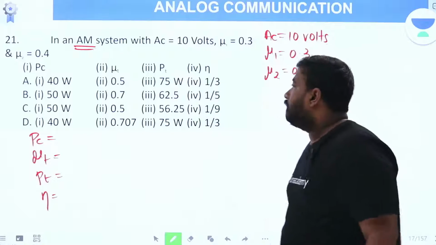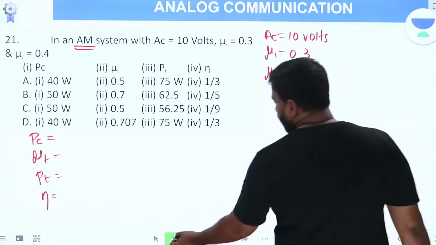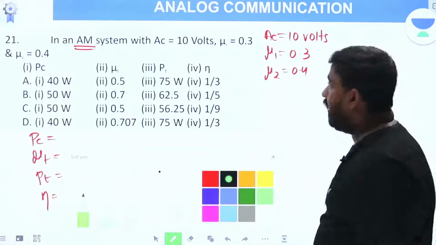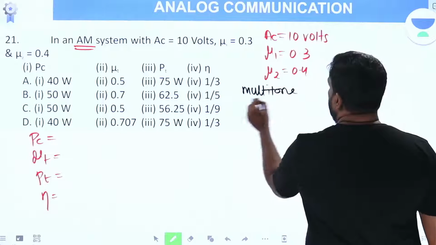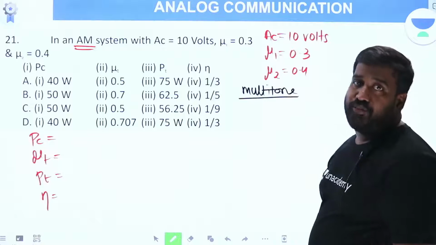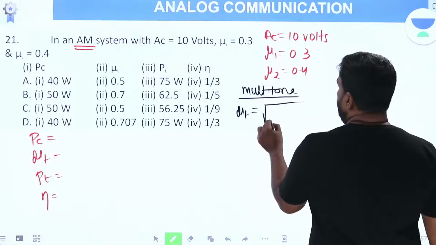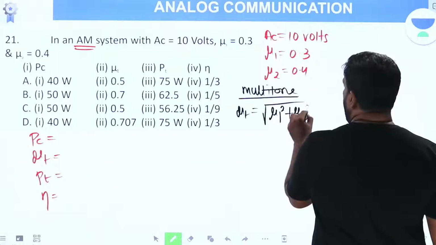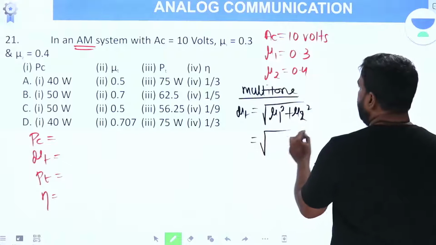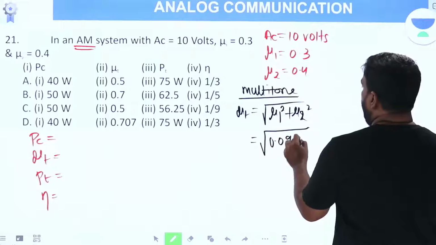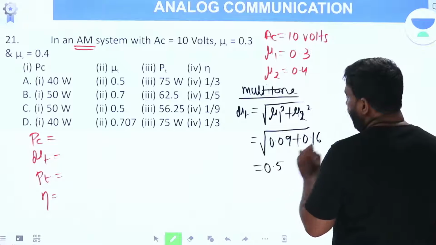Now you got mu1, you got mu2 very clearly. This is multi-tone modulation. This concept is regarding multi-tone modulation. So in multi-tone modulation, instead of mu you have mu t, the total modulation index. Total modulation index mu t is under root of mu1 square plus mu2 square. Therefore mu t is under root of 0.09 plus 0.16, under root of 0.25. So mu t must be 0.5.